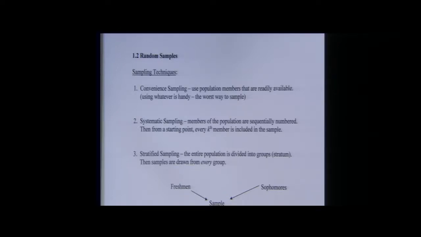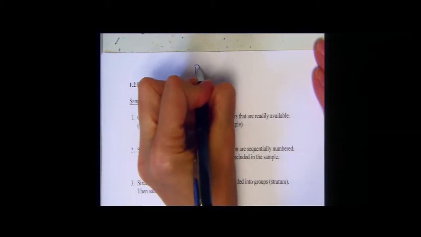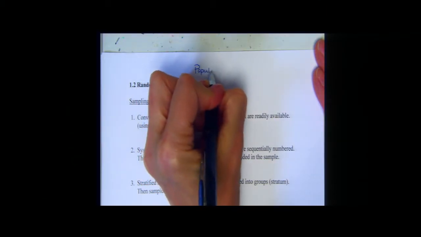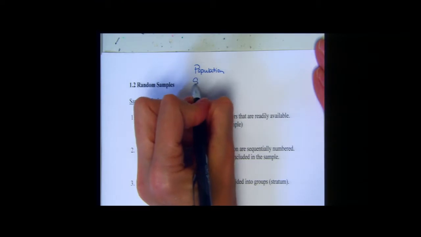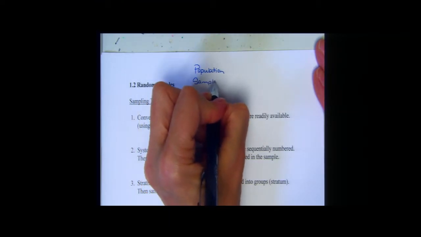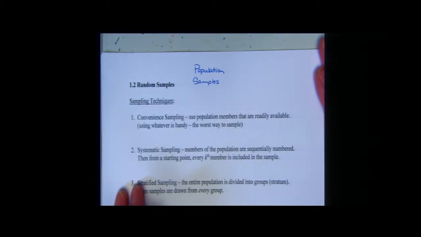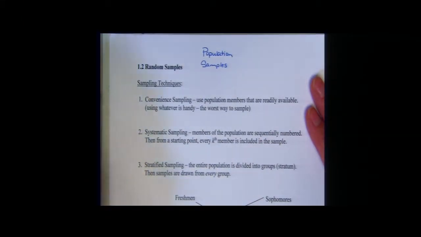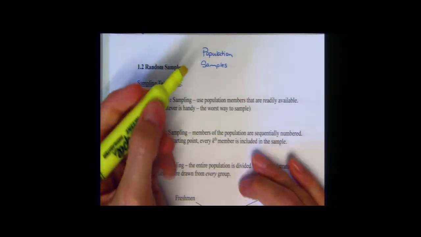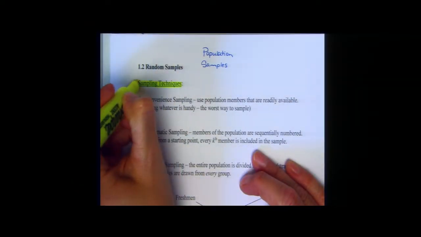Chapter 1.2 is a discussion on random samples. If you remember in 1.1, we talked about population, which is every person, every item, and samples, which would be a portion of the population. When you draw samples, there are different types of sampling techniques that are used, and that's what we're going to talk about.